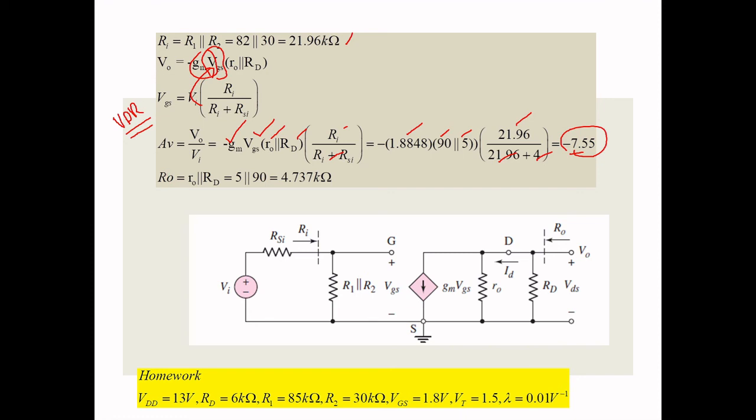Finally, I want to calculate R naught. How can you calculate R naught? That is R naught parallel to the capital RD. So that means 5 parallel to 90. When 5 is parallel to 90, we will get 4.737 kilo ohms. So this is a problem you can try.